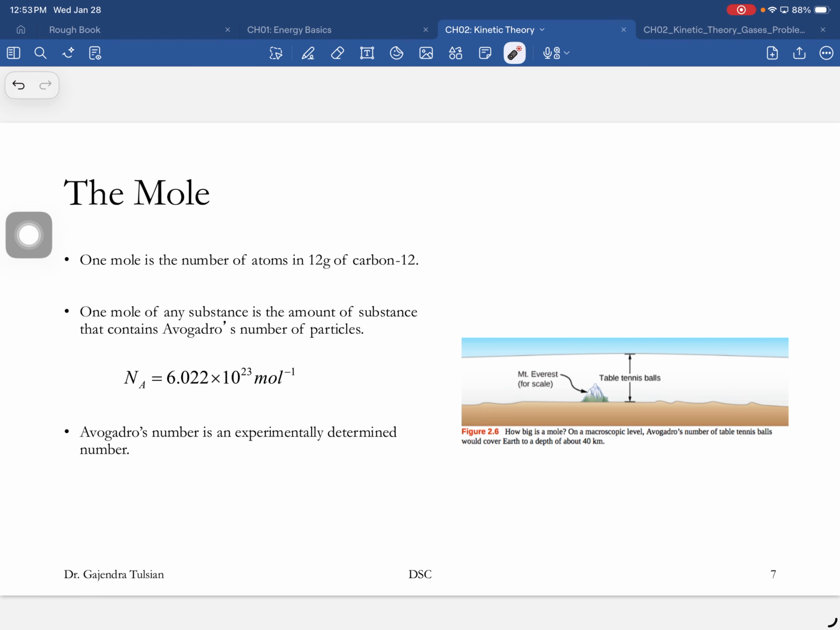So here's an interesting picture. How big is the mole? If you have Avogadro's number of ping pong balls, it would cover Earth to a depth of 40 kilometers. Mount Everest is 9 kilometers. So a mole is a large number.